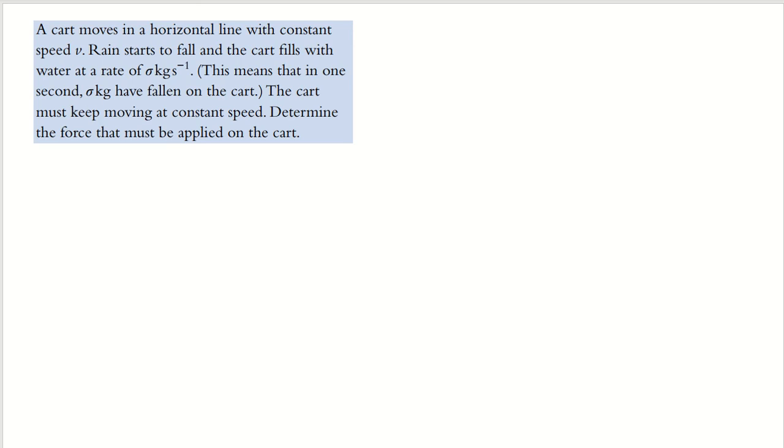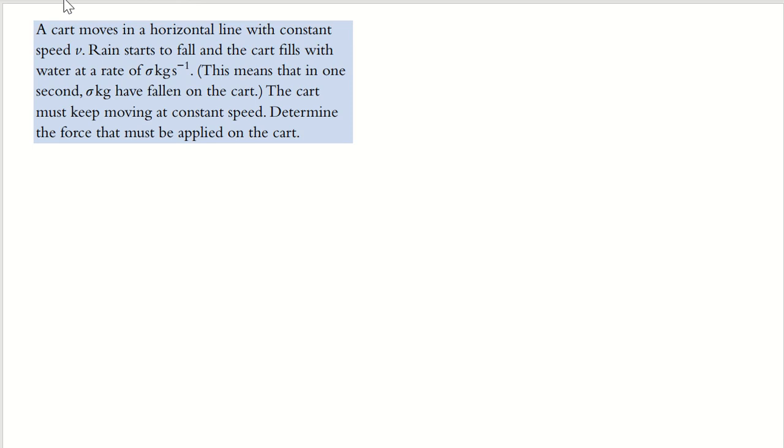He's saying that a cart moves in a horizontal line with constant speed v. Rain starts to fall and the cart fills with water at a rate of sigma. So this is the rate at which the mass is changing. You can see every second the mass is changing by sigma. So sigma can take any value. He is asking you, the cart must keep moving at a constant velocity. So in this case, v is constant, m is changing. Determine the force that must be applied on the cart to maintain it moving at this velocity.